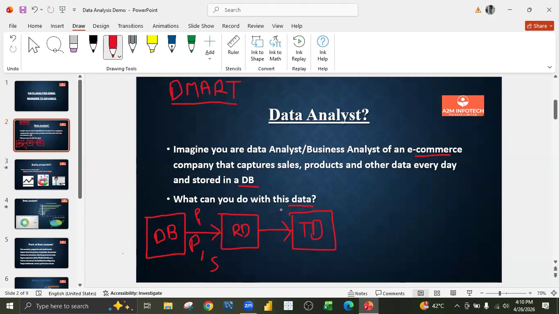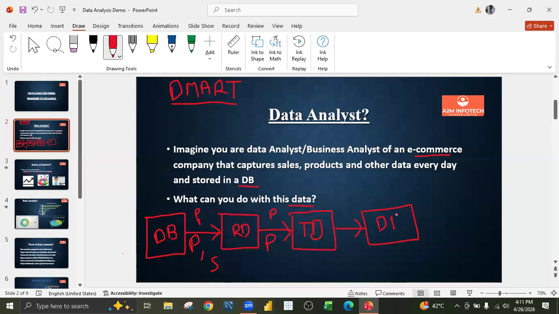Now how does this happen? Using Power BI, or Python also, you can do the data transformations. First of all, the data is stored, and then from it we have extracted the raw data, and using this raw data we have done the data transformations. After doing the data transformation, using this data, you can create dashboards.